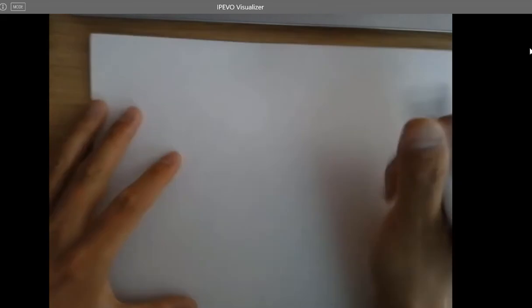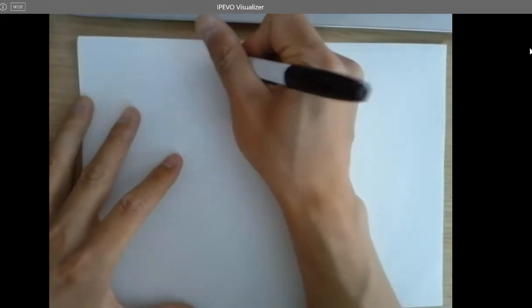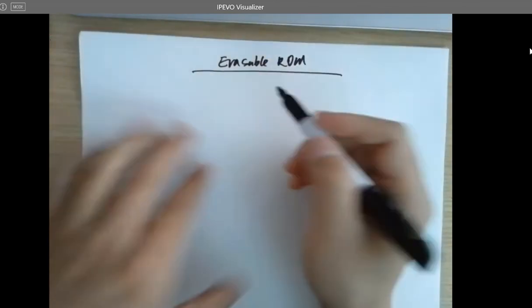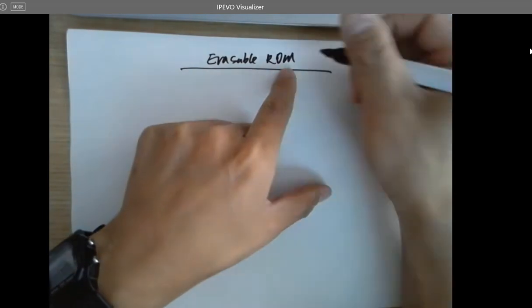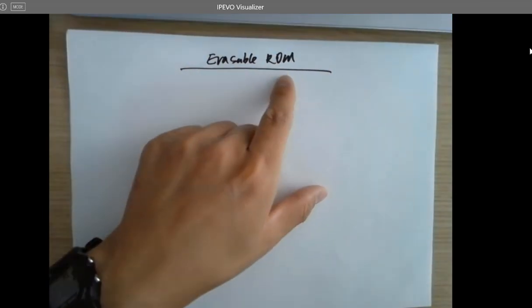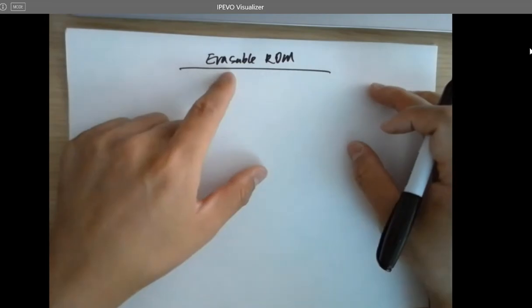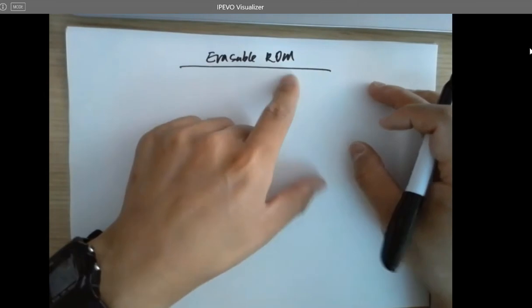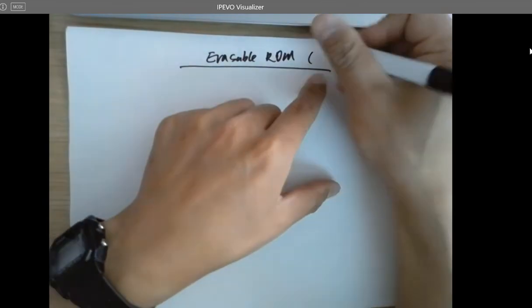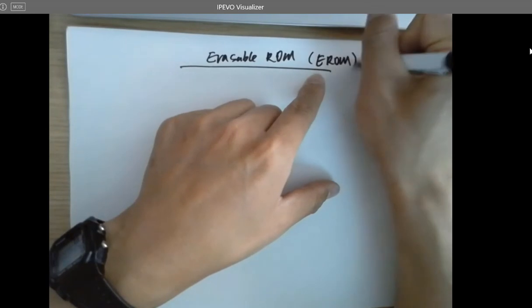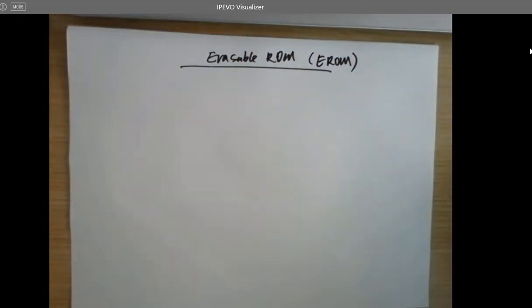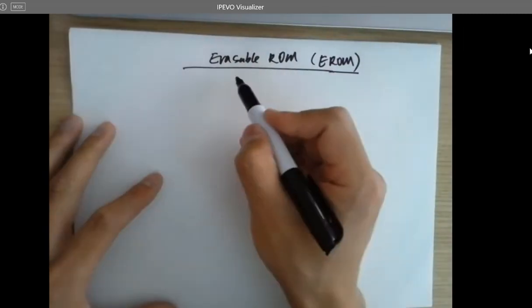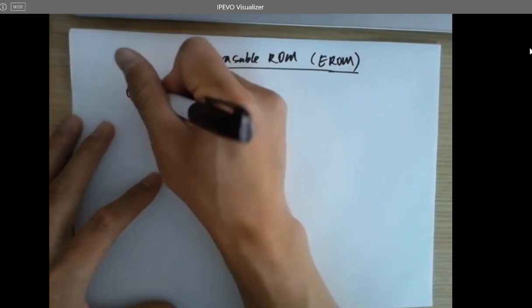So let's start with erasable ROM. ROM stands for read-only memory. However, whenever it is erasable, it's not ROM anymore, right? But it's still called ROM. So that's why it has an acronym which is EROM. It is ROM, but it's erasable. It uses a floating gate technology.